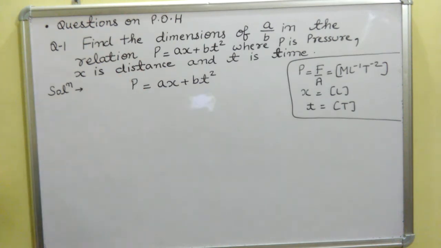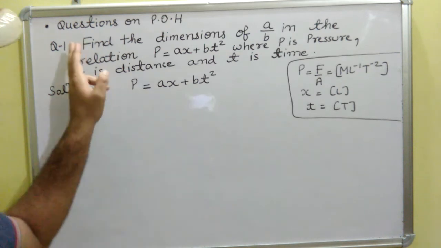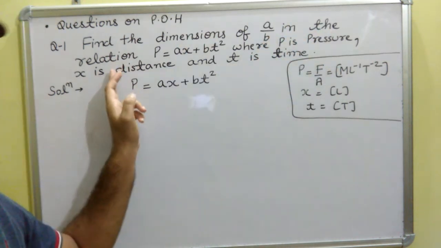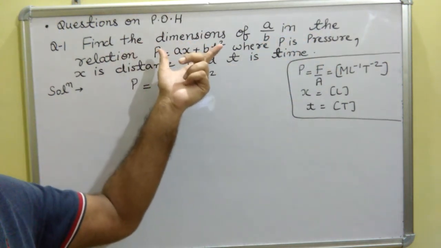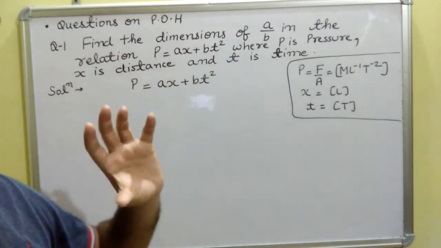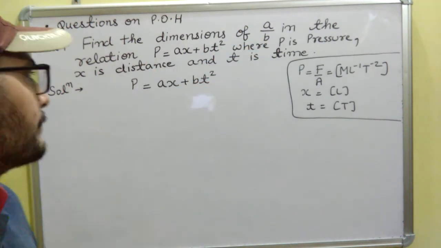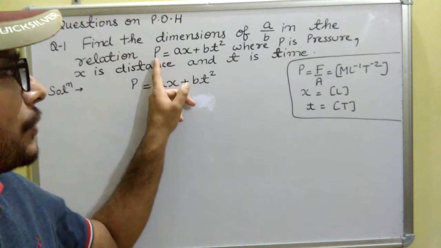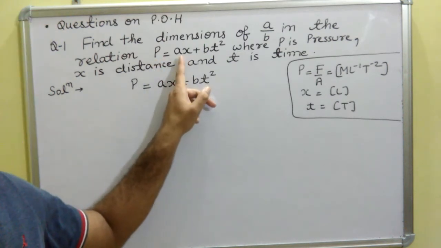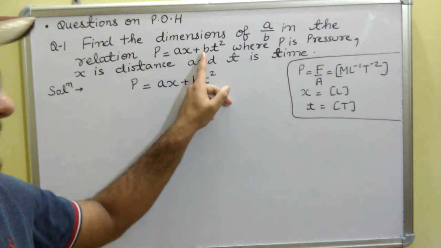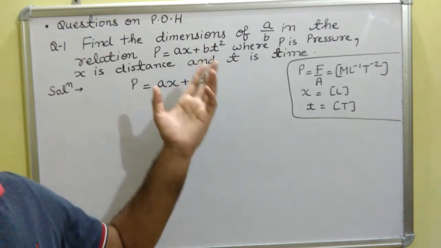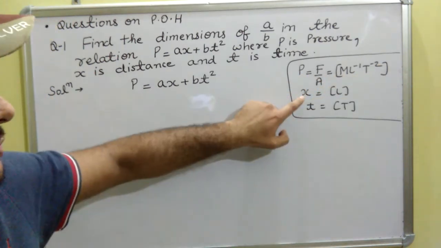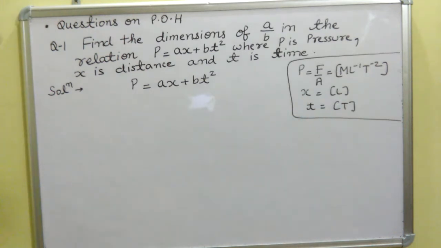अब देखते हैं क्वेश्चन में क्या है. Look, the question is, find the dimensions of A divided by B in the relation P equals to AX plus BT square. आपसे पूछा डायमेंशंस निकालो. डायमेंशंस मतलब जब आप A और B को डिवाइड करोगे तो एक डायमेंशन फॉर्मूला बनेगा, वो आपको बताना है. यहां पर P आपको गिवन है प्रेशर, A अननोन है जो आपको निकालना है, X इज योर डिस्टेंस, B इज अगेन अननोन, T इज योर टाइम. प्रेशर डायमेंशन आई हैव ऑलरेडी रिटन ओवर हियर, ML minus 1 T minus 2, X is your distance and T is your time.